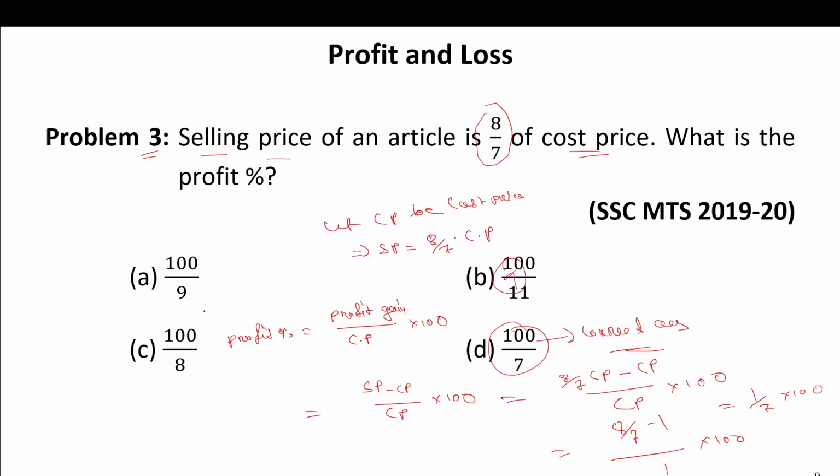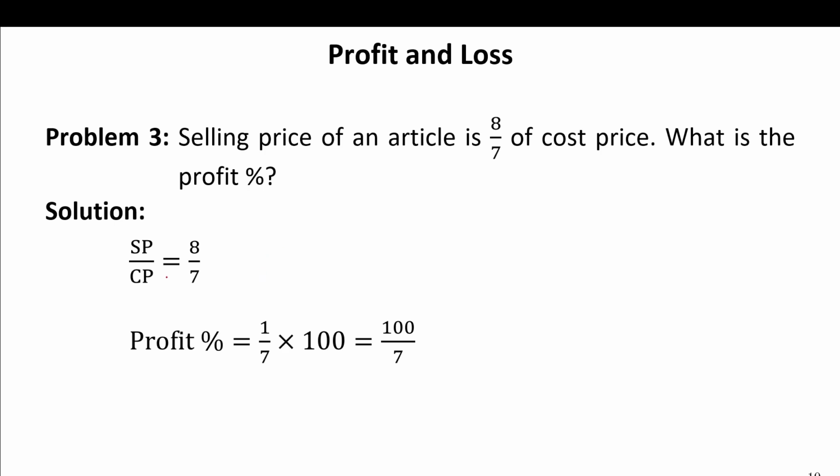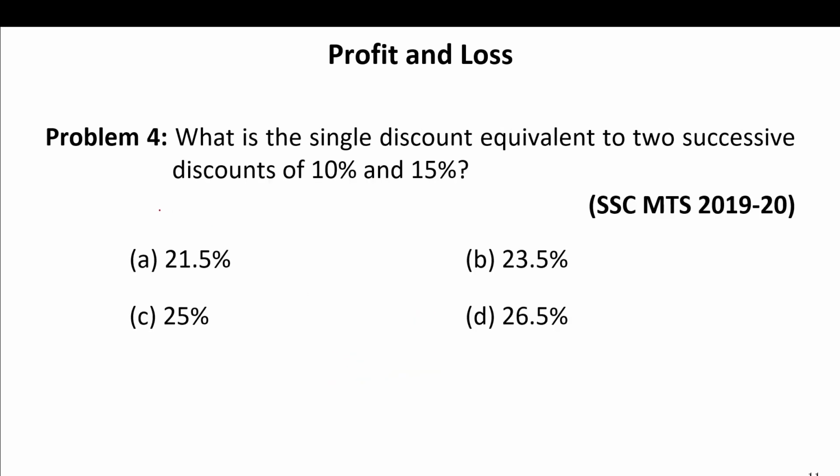So these are all wrong options. Okay, so SP by CP is equal to 8 by 7. Okay, so the final answer is 100 by 7. So let's go forward with problem number 4 and let's see what it brings to the table.